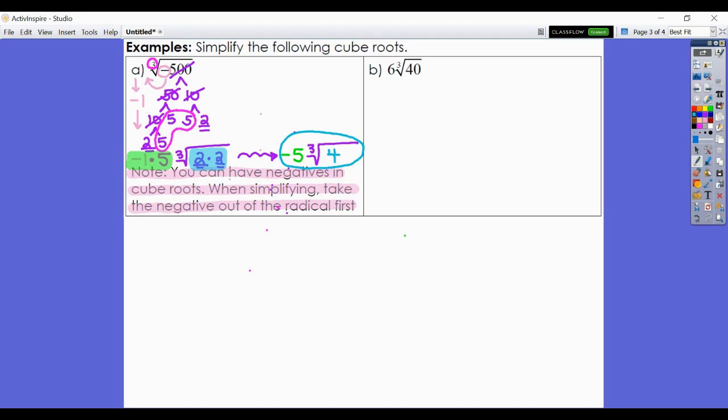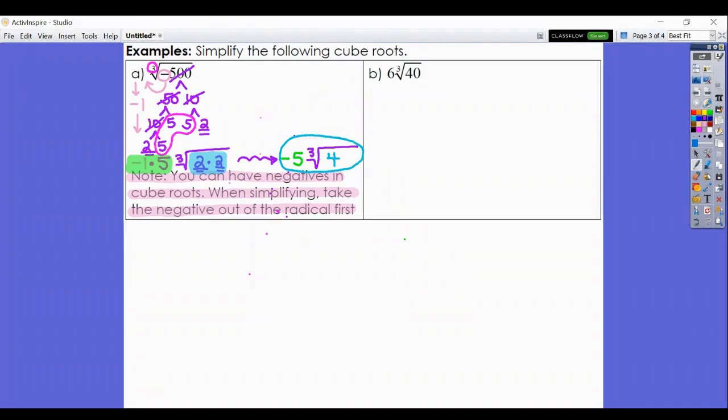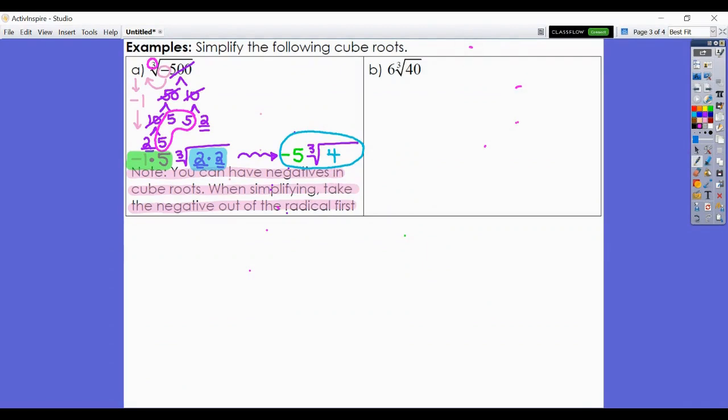Last example before we add variables here, we have 40 underneath the cube root, so I know I'm looking for three of a kind to be taken outside the radical. Let's see if I have any. 40 is ending in a 0, so it's divisible by 10 with 4. I break down 4, so cancel that out along with the 40. Those have been simplified all the way down to the prime numbers of 2 and 2.